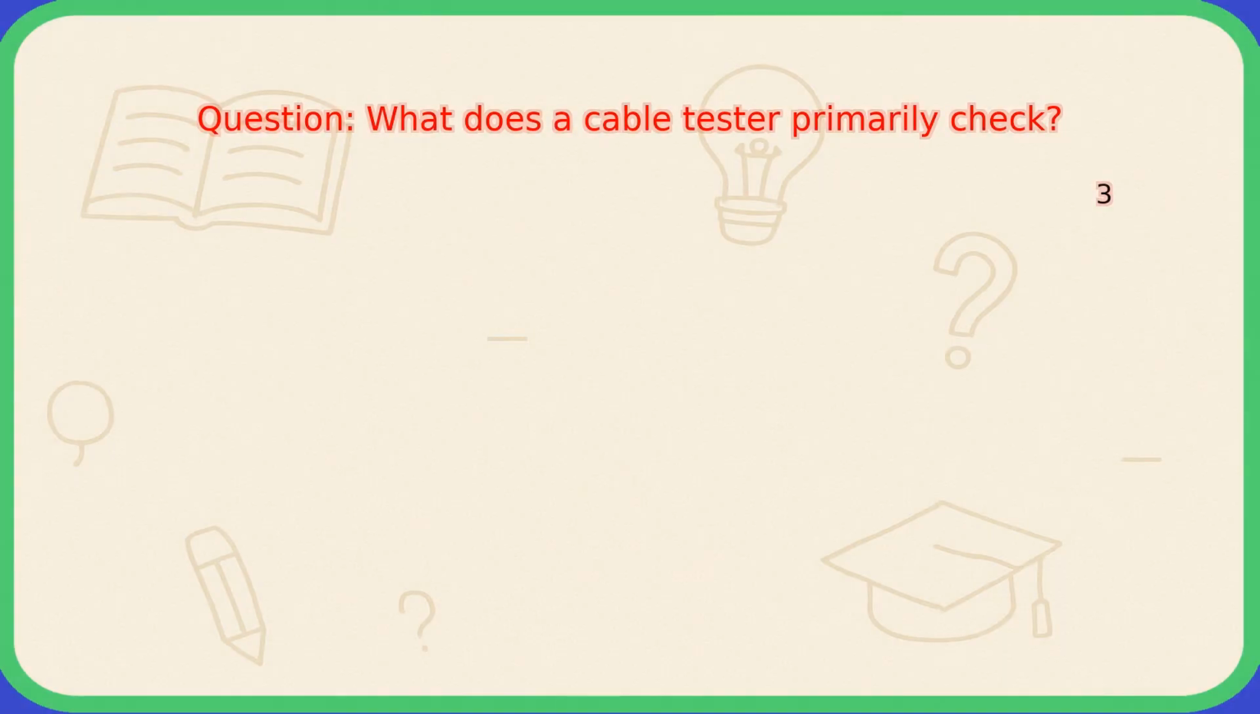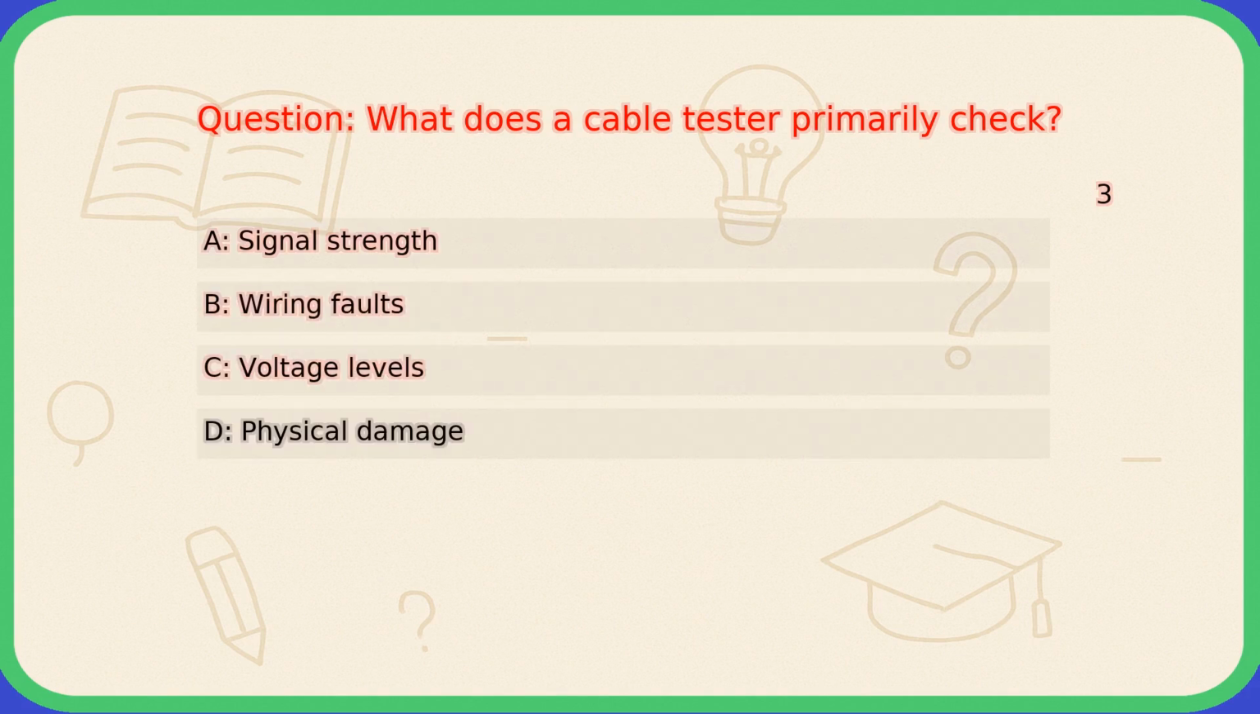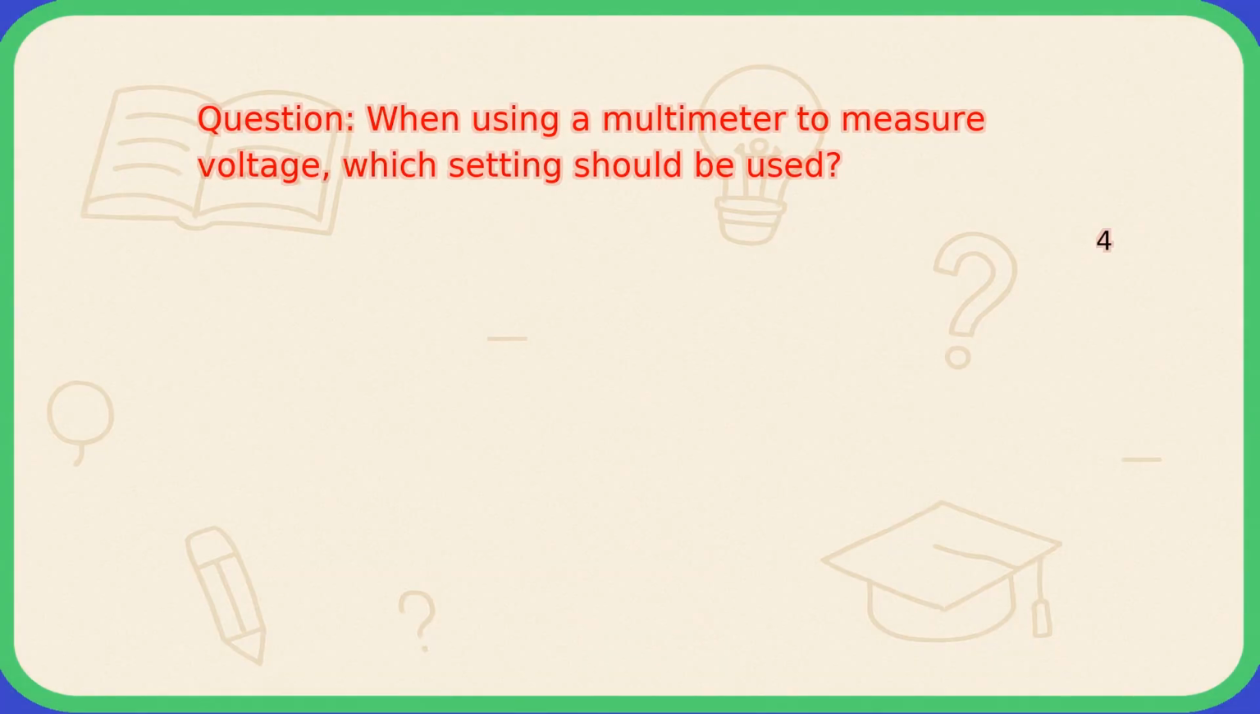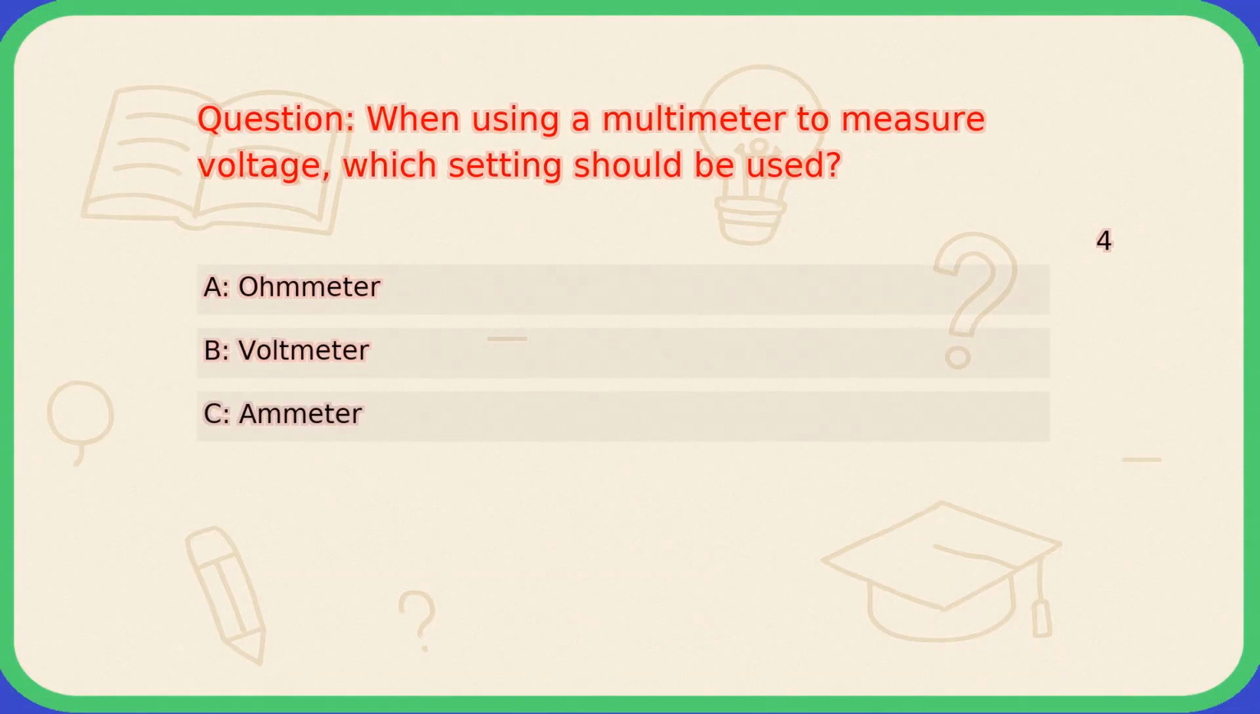Question: what does a cable tester primarily check? Answer: B. Wiring faults. Question: when using a multimeter to measure voltage, which setting should be used? Answer: B. Voltmeter.